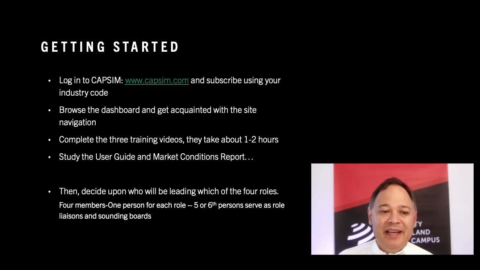Study the user guide and the market conditions report. The user guide is going to help you understand how the simulation works. The market conditions report is going to focus you on the business challenges you face. Then decide upon who will be leading each of the 4 roles. For 4-member teams, 1 person fits nicely into each of the roles. If you have 5 or 6 members in your team, those extra members will act as liaisons to the other roles and also act as a sounding board. If you have 3 people on your team, a couple of people should take over the 3rd or the 4th additional role and split up the workload.